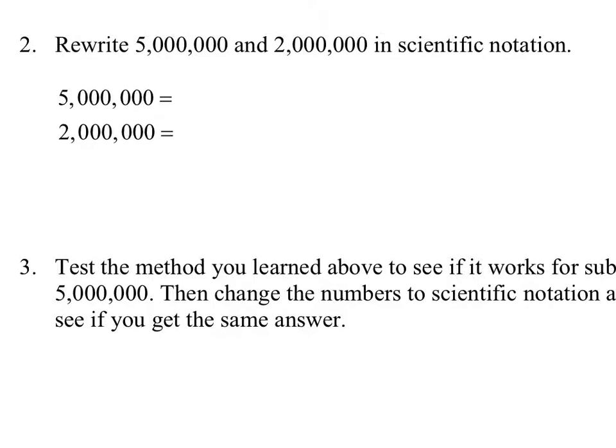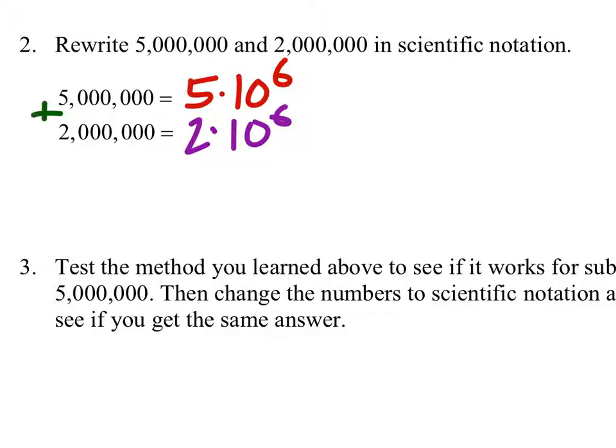Alright, so on this first one, we got 5 mil plus 2 mil. Well, not plus, but we could rewrite these. So this would be 5 times 10 to the power of 6. 2 mil would be 2 times 10 to the power of 6.